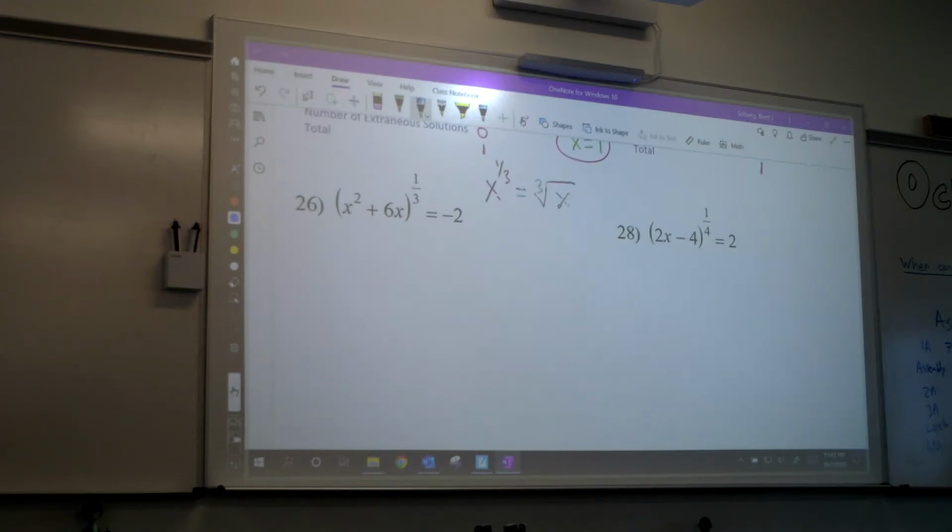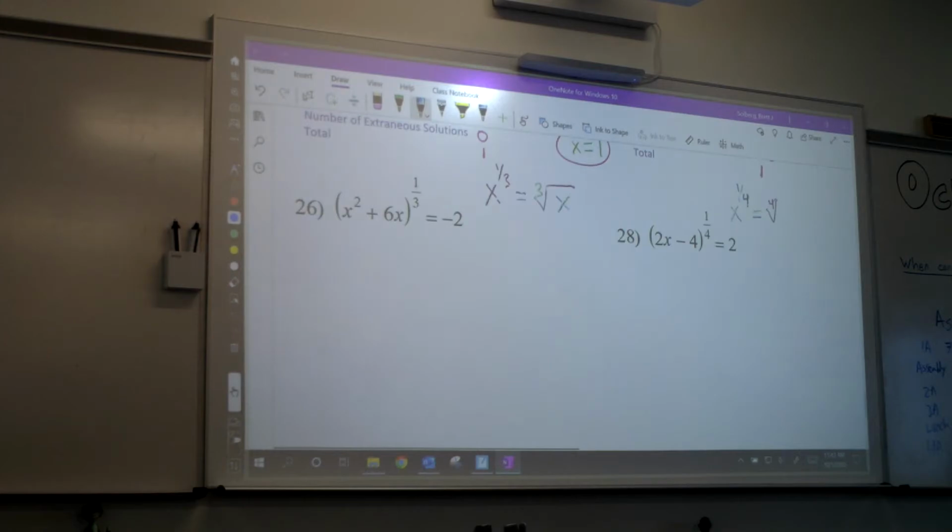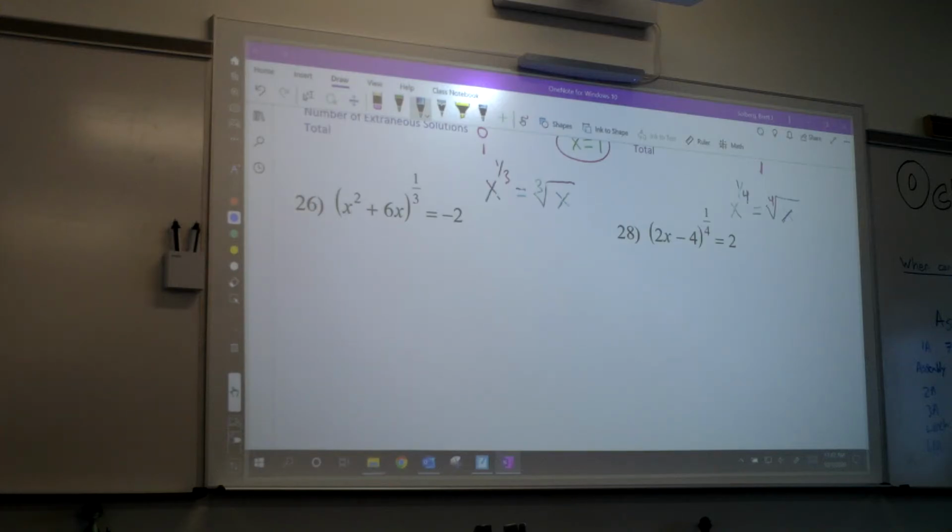Now, look at 28. What does x to the 1/4 power mean? It would be the 4th root of x, right? For 1/2 it'll be the square root. For 1/3 it'll be a cube root. For 1/4 it'll be the 4th root. 1/5 it'll be the 5th root. Yeah, it gets a little mind-boggling after that.